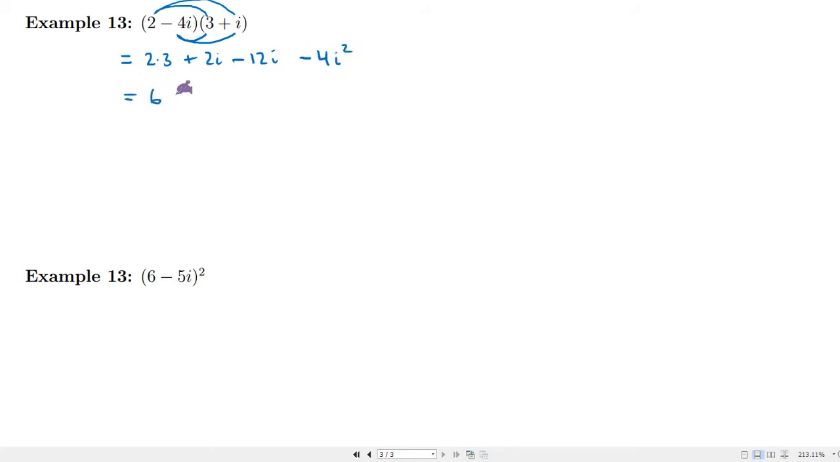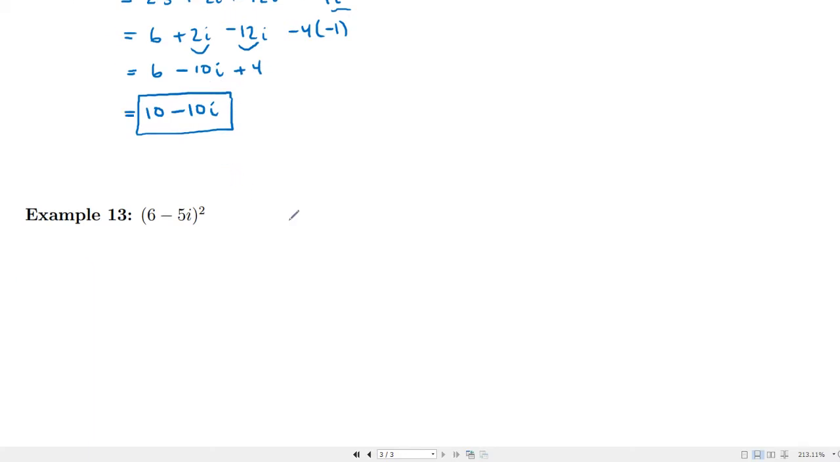And then we will multiply the last ones, and we will get minus 4i squared. So this is 6 plus 2i minus 12i minus 4, and then this will be a negative 1, the i squared. So this is 6, and I should have combined these in the previous one, but 2i minus 12i will be minus 10i, and then minus 4 minus 1 will be plus 4, and so we will have 10 minus 10i.